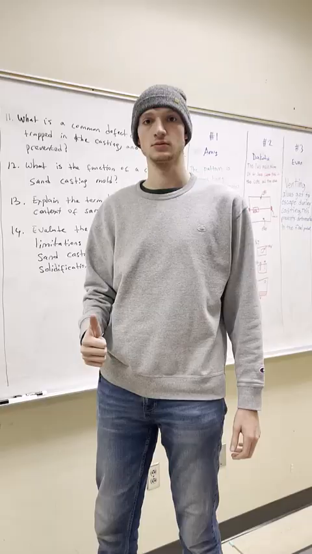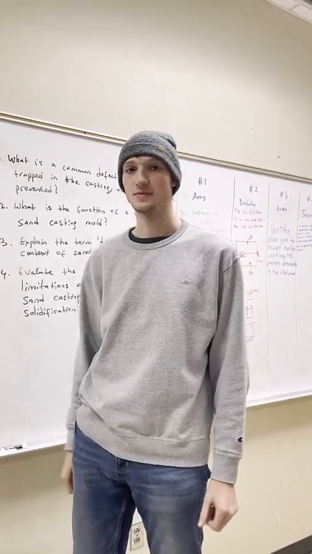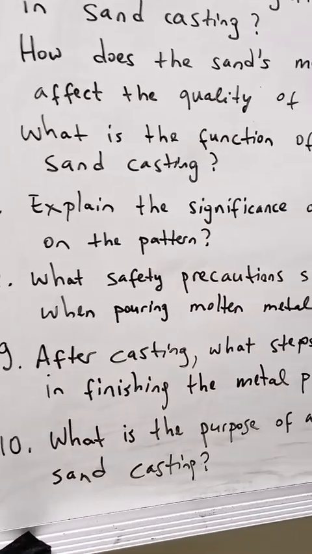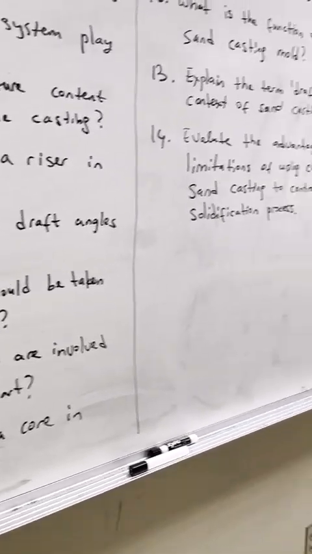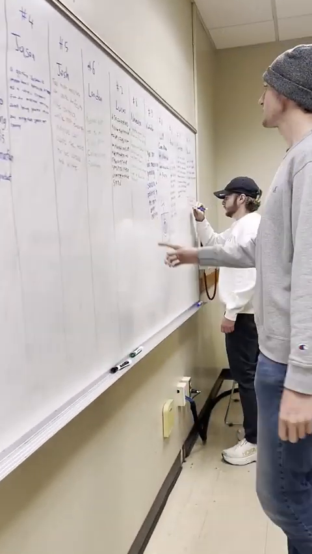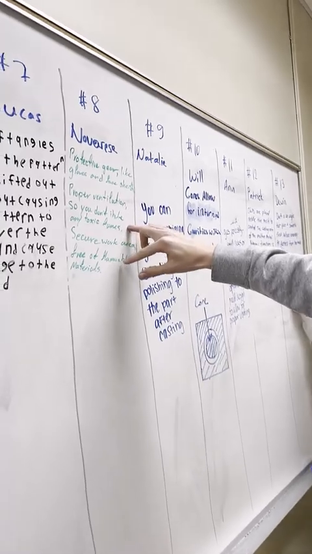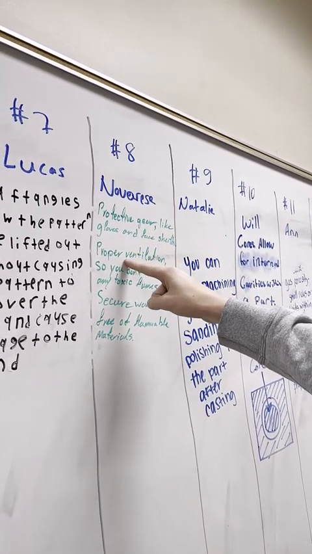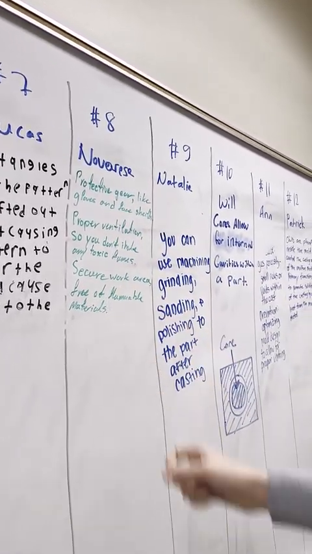Thank you so much. All right, my name is Michael Novries, and I had question number 8, what safety precautions should be taken when pouring molten metal? I put over here my answer. The main 3 things were protective gear, proper ventilation of the area, and a secure work area.